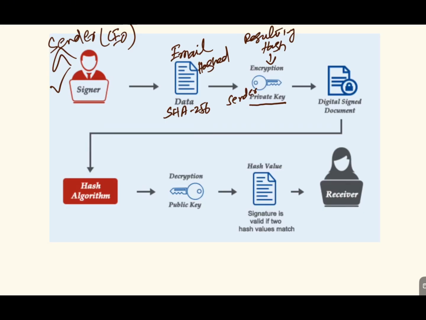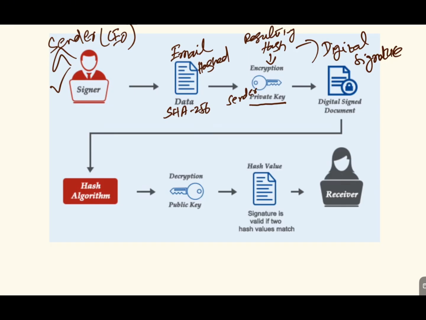The encrypted hash, we need to remember all these terms, is called a digital signature. So this encrypted hash is the digital signature. The encrypted hash is called the digital signature.